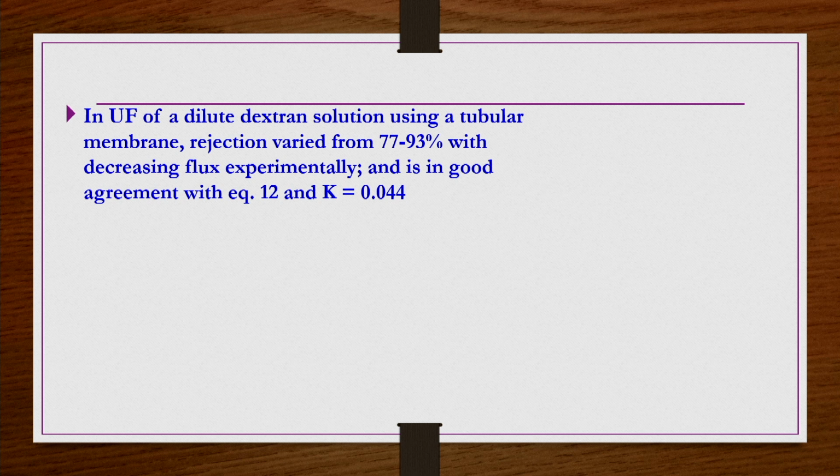Further, the expression whatever we have found is found to be reliable in ultrafiltration of a dilute dextran solution using a tubular membrane. Rejection varied from 77 to 93% with decreasing flux experimentally, and it is found in good agreement with our equation number 12, which we just derived by substituting K equals 0.044.